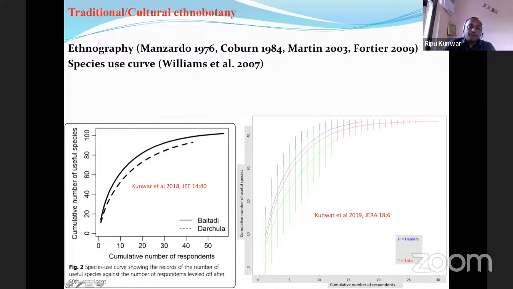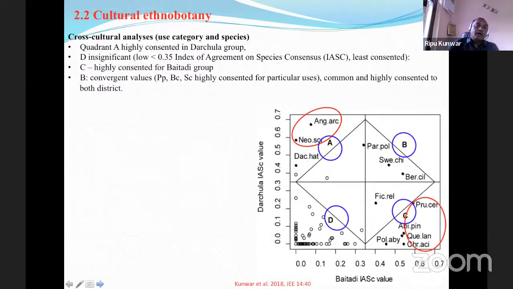I have presented 2 graphs here, and this is the species use curve I tried in my paper. Here we use the number of respondents and the number of useful plants they mentioned, and plot them on the X and Y axes. We could make a species use curve like the species area curve in ecology. So we could try this kind of analysis in traditional ethnobotany.